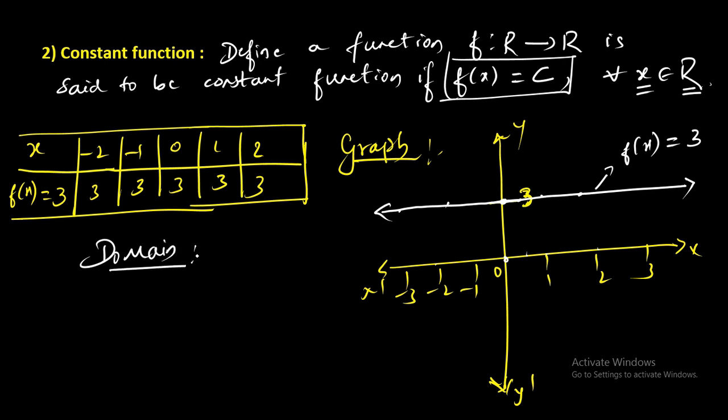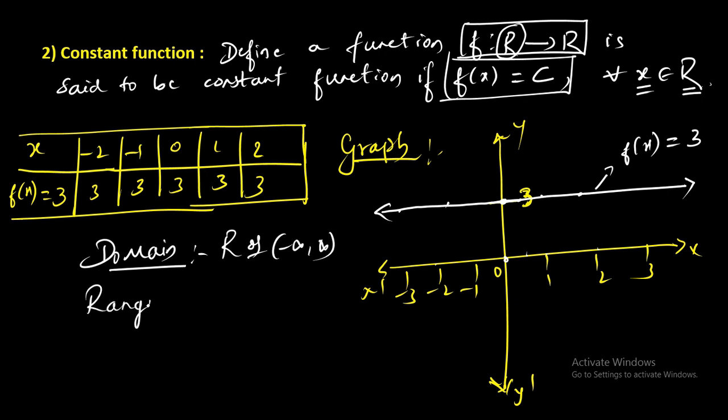Domain of this function, take f from R to R. This alphabet is called the domain. So capital R, or you can write it as minus infinity comma plus infinity. And the range of this function is, range means the values that we are getting. See, these all values are under range. So 3 we get, but the constant may be any number, 3, 4, 5, any number.